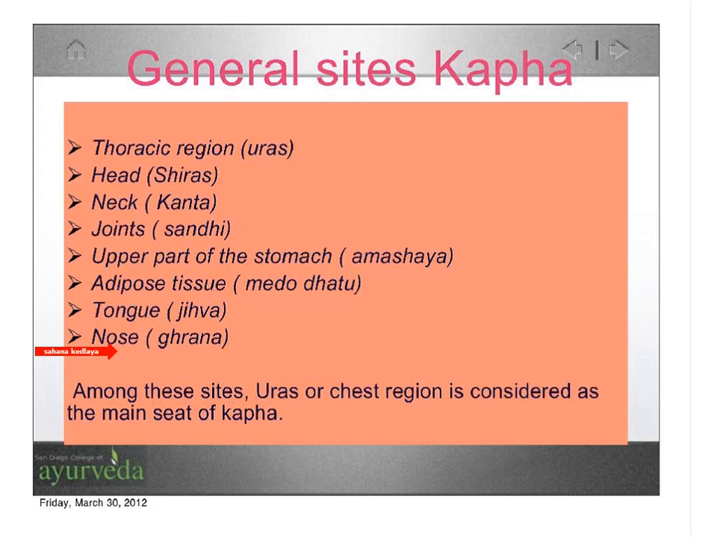Similarly, the nose, or ghrana. The ghrana is related with gandha, the smell tanmatra, and smell is related to the earth element. So earth is one of the elements forming Kapha. The Mahabhuta earth has the tanmatra gandha, that is smell, and the smell is related with the nose. The perception of smell is done by the nose. That is why the nose is considered a site of Kapha too.